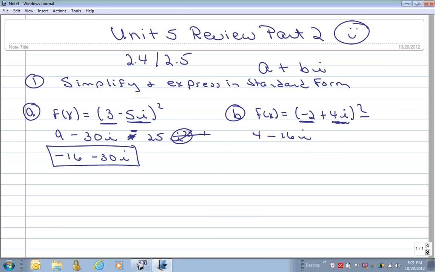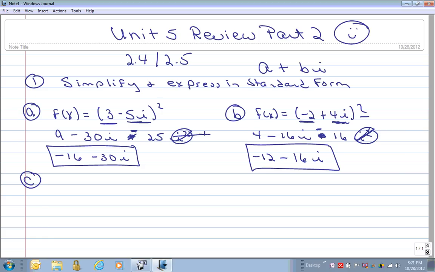And then we take the last term and we square it. So (4i) squared would be 4 times 4, so that's positive 16i squared. And then remember, the i squared is just going to change our 16 to, in this case, a negative number. Positive 4 and a negative 16 gives us negative 12 minus 16i, and we're in correct form on this one.